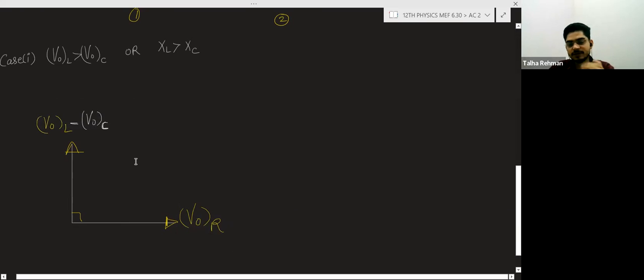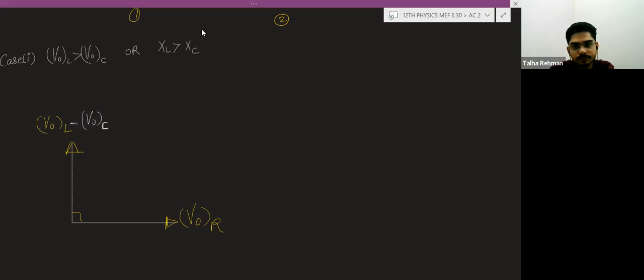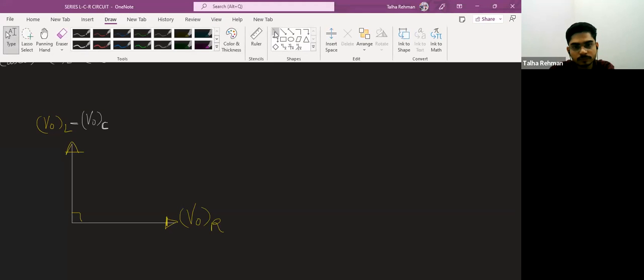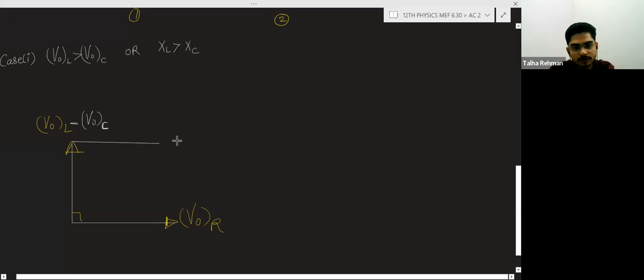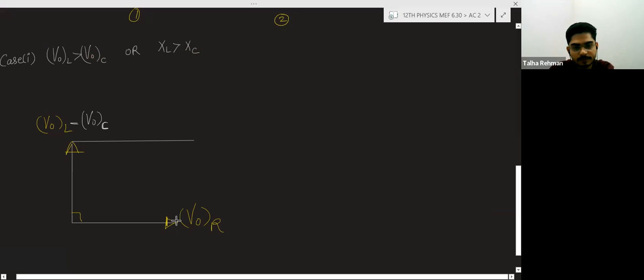So now see, one voltage in this direction, one voltage in this direction. We want to find the resultant voltage. So what we will do is draw a parallel line like this, parallel to this, and another line parallel to this, where both the lines will intersect.